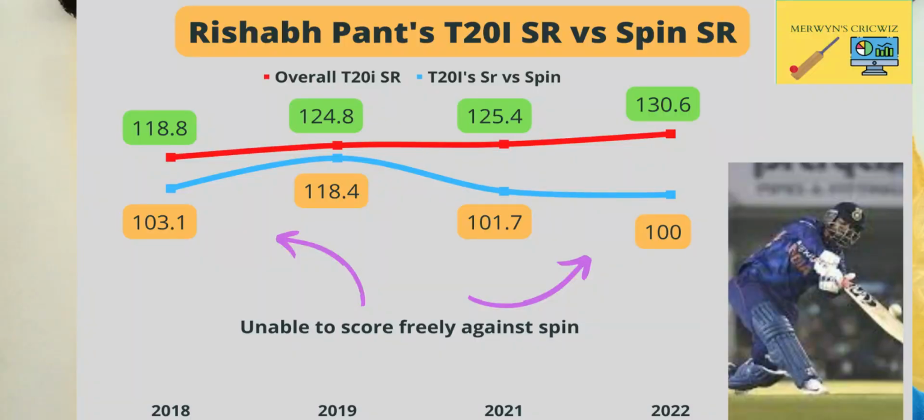Now similarly for T20 internationals, if you look at the same graphic, where you look at his overall strike rate every year and his strike rate against spin bowlers. One thing you will point out is that you will see 2020 missing in this data because he's only played 2 games that year, and it's unfair to map this data with the year 2020. So that's been removed, and what you see is something very staggering.